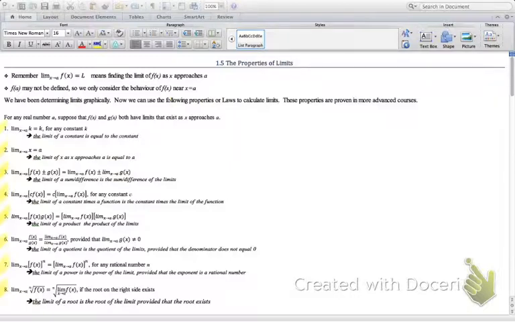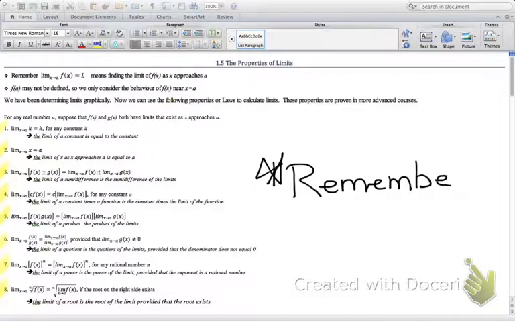Remember, I tell you this numerous times as we go through this unit, but please memorize and remember these laws. Okay, so putting a little star here, remember. So I hope that everybody does remember them as we go through them.